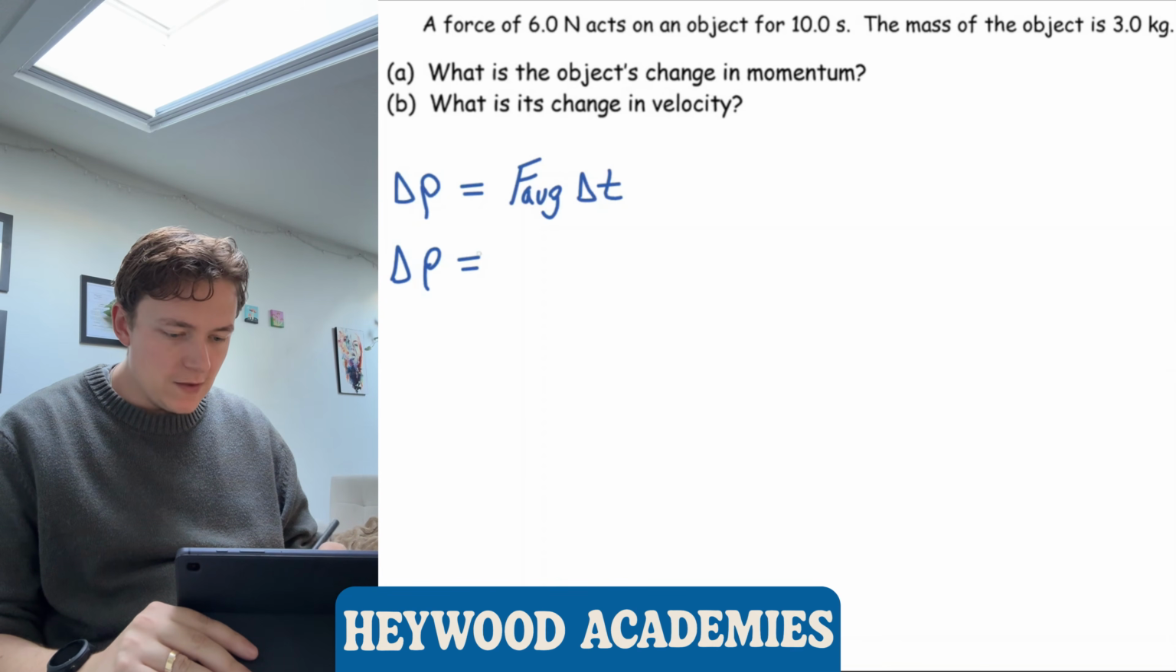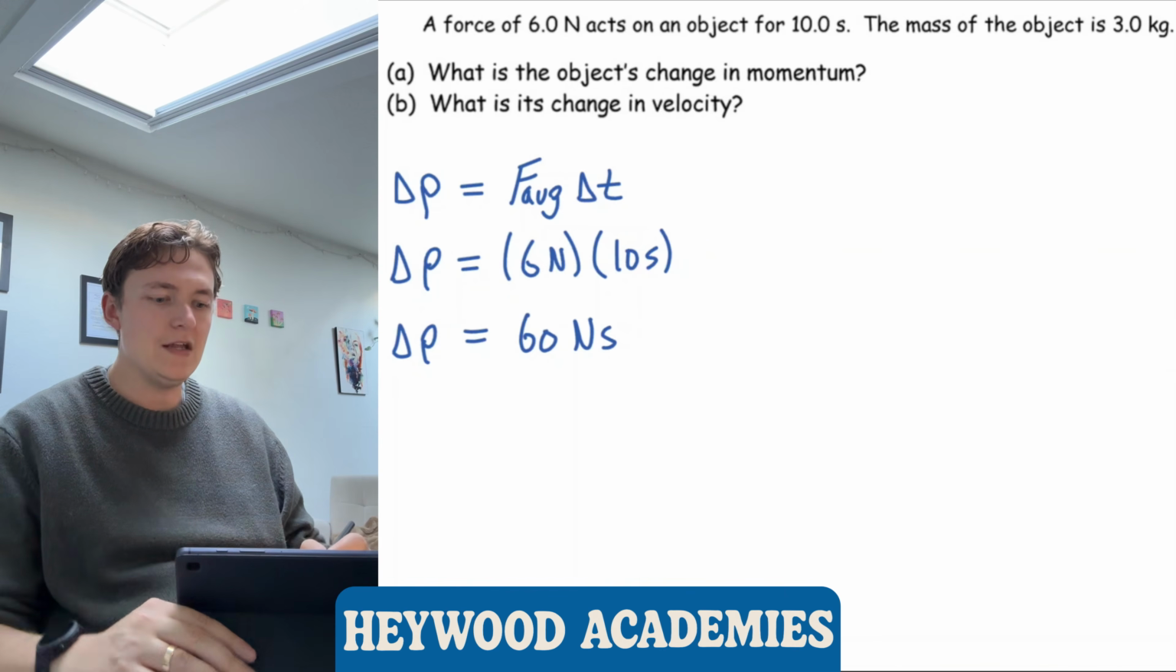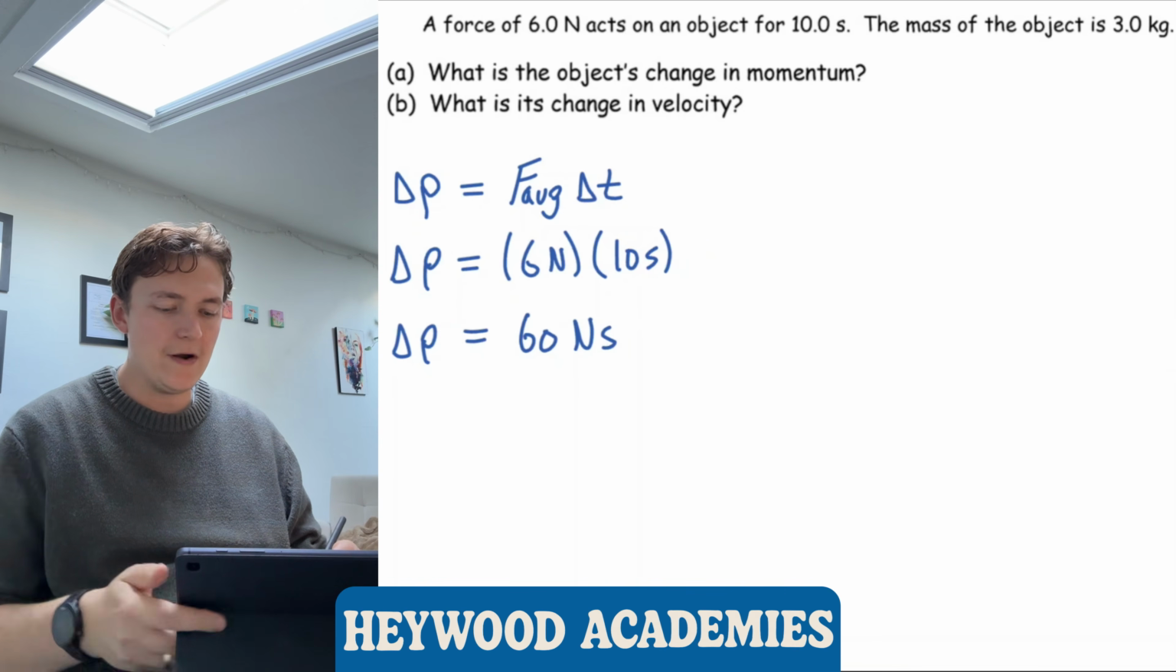They gave us the value of that force and the time, so we can just go ahead and plug those in. We got 6 newtons for the force, 10 seconds for the time. So we multiply those together and we get 60 newton seconds for the change in momentum. And that's our answer for part A.